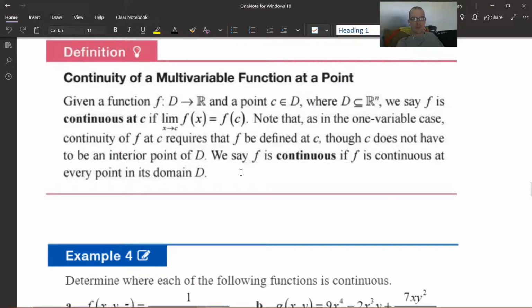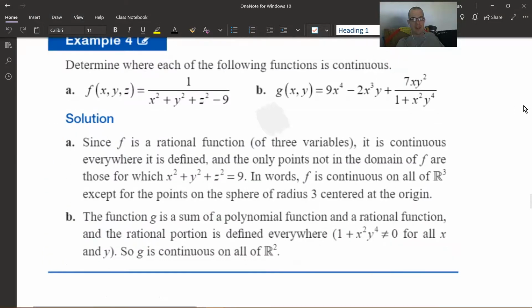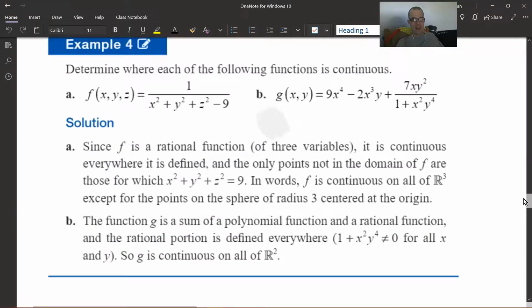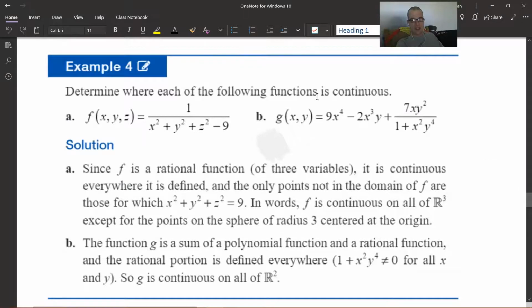So that's cool. The definition of continuity. And if we wanted to look and determine where each of these functions is continuous, basically we'd be looking where could this function be undefined. For the bottom part, we wouldn't want the denominator to equal 0.